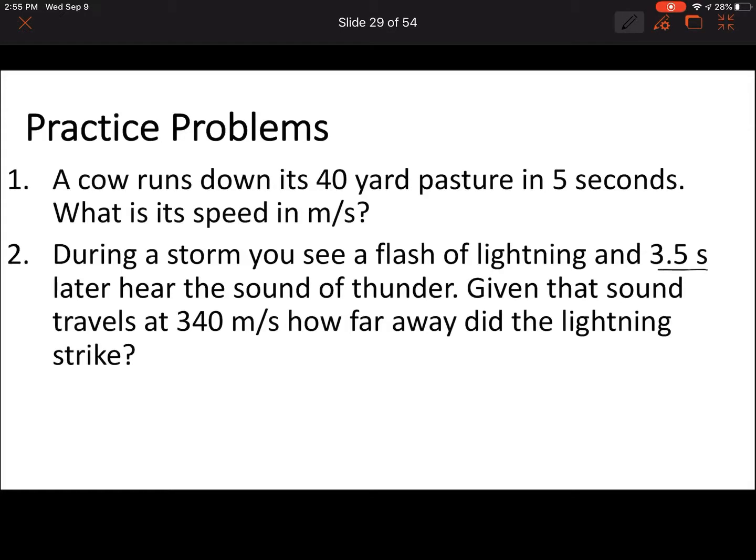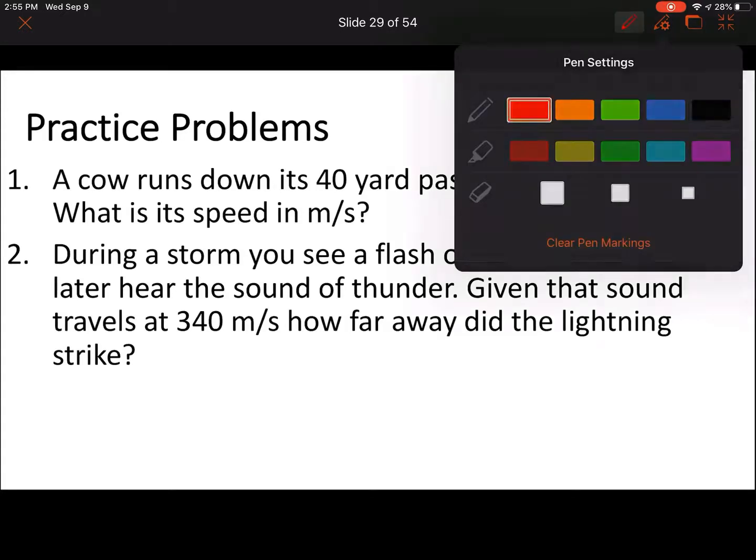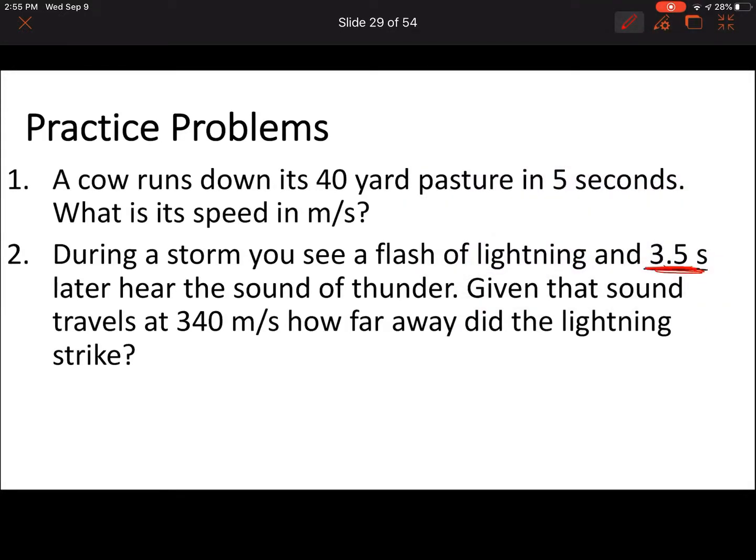All right, so let's identify what we know here. We see 2 numbers, and this is always a great practice to go through in any problem: underline what numbers we got, and figure out what we know and what we're asking for. I'm given 3.5 seconds, that's a time. I'm also given that sound travels at 340 meters per second, that is a speed. I'm going to call it V for velocity. And I want to know how far away, so I'm trying to solve for delta x.